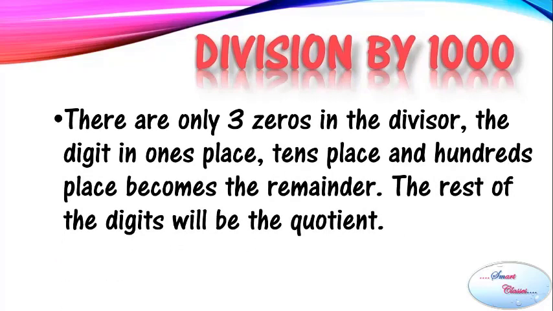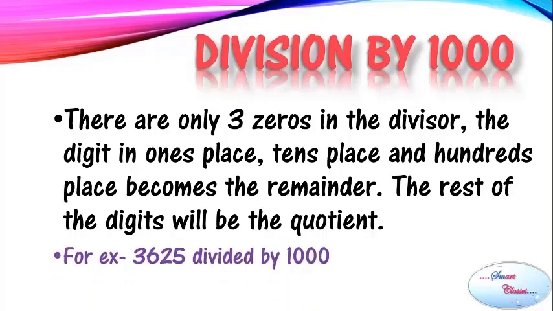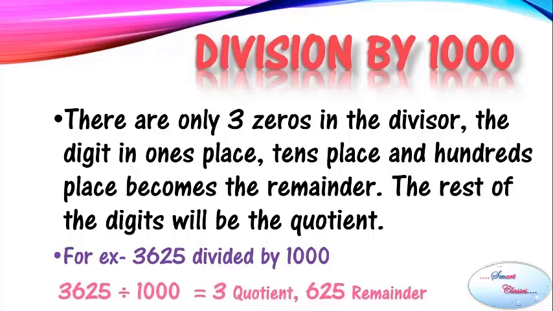Division by 1000. When there are only 3 zeros in the divisor, the digits in the ones place, tens place and hundreds place become the remainder. The rest of the digits will be the quotient. For example, 3625 divided by 1000. Here, 5 is in the ones place, 2 is in the tens place and 6 is in the hundreds place. So, 6, 2, 5 together will become the remainder.